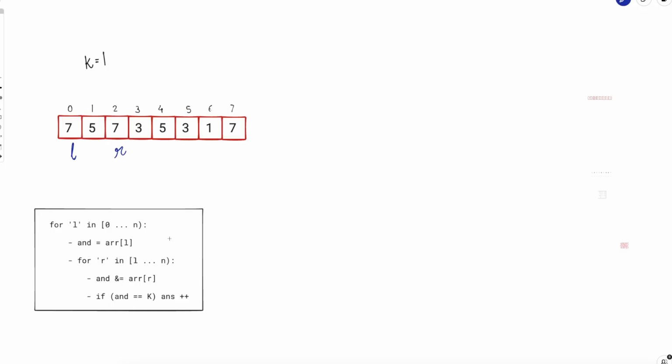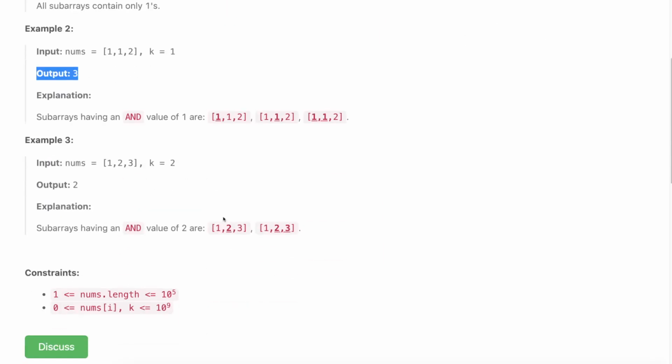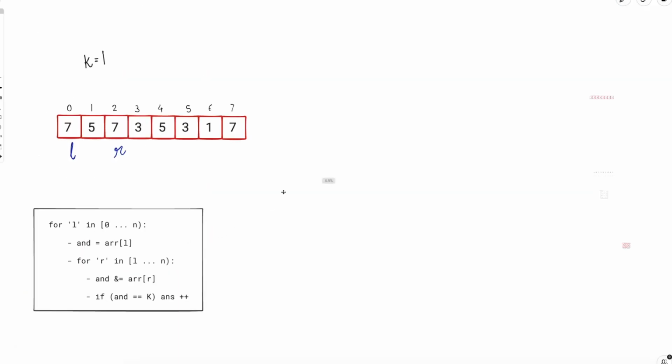Now we have to optimize this because the value of n is 10 power 5. So there are two n's here, right? One n is coming from the fact that you are iterating over all possible L, and second n is coming from the fact that you are iterating over all possible R for all possible L.